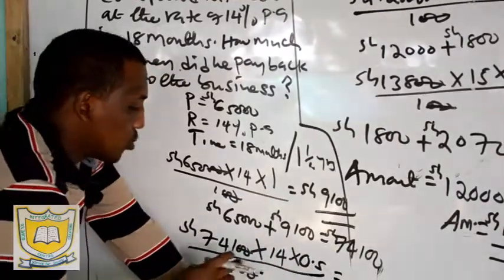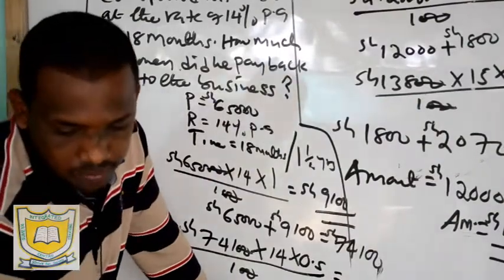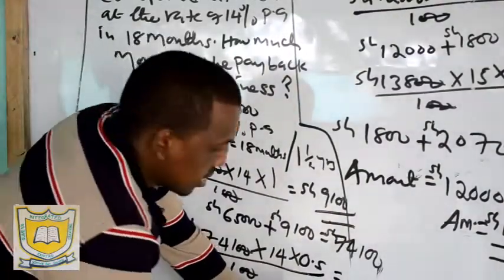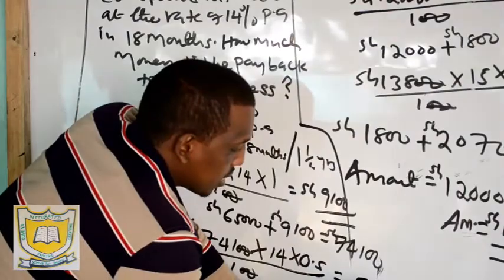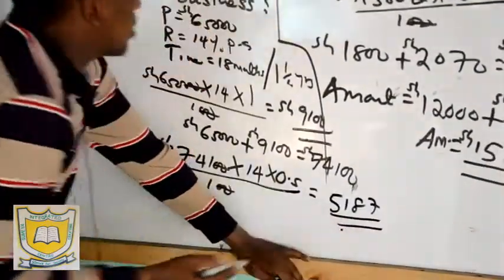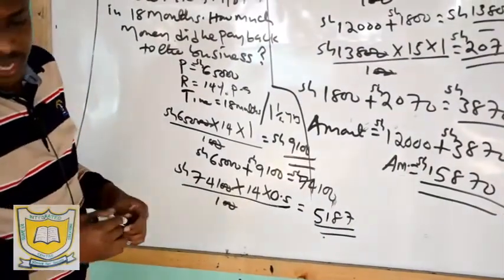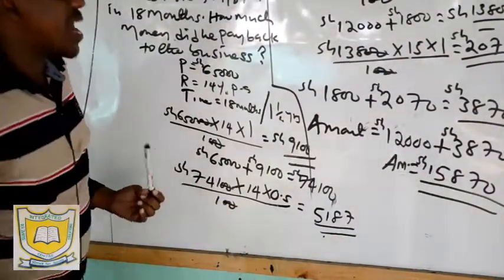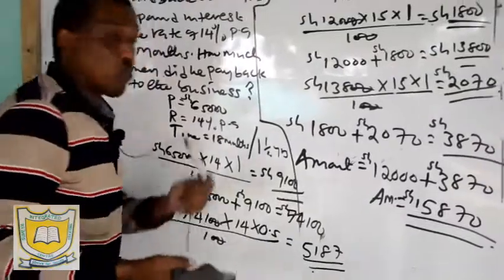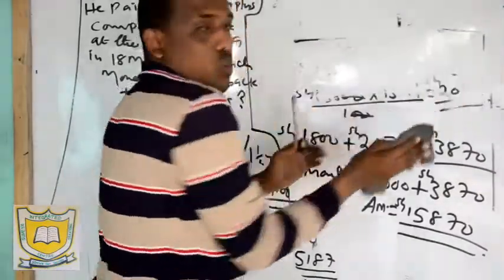0.5 is half. So when you multiply, you will get 5,187. This is now the second year interest. Now what do we do now? The second year interest plus this one. What do we do? We add now. Let us add now to get the compound interest. Compound interest, you combine the two interests.